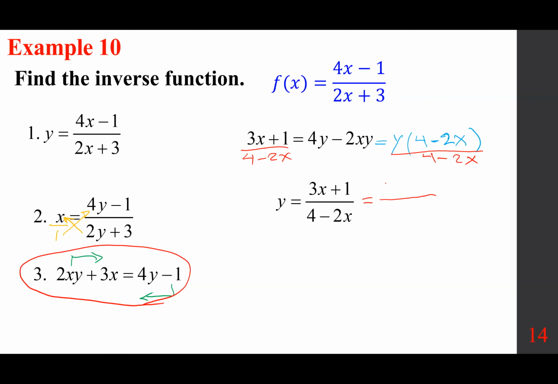This is important to see. If you see minus 3x, minus 1, 2x, minus 4, it's the same thing. The only reason I didn't do that, because it would have given me too many negative signs, and I wanted to avoid that. That's the only reason. Otherwise, it would have been fine. Nothing wrong with that. Therefore, f inverse is 3x plus 1 over 4 minus 2x.